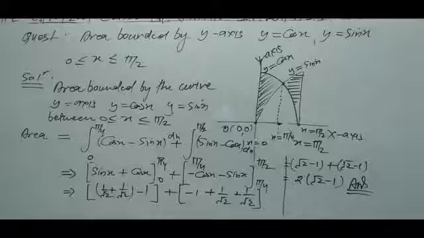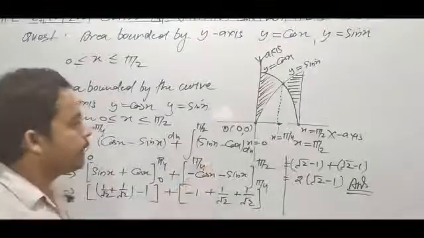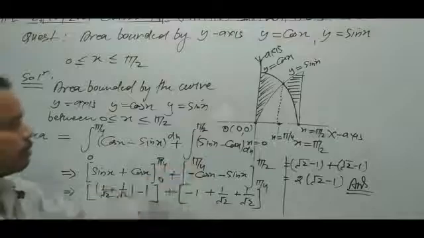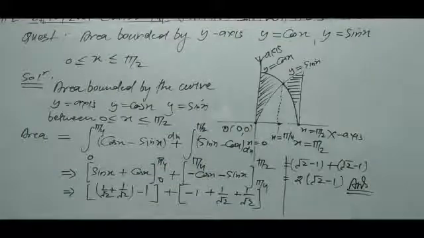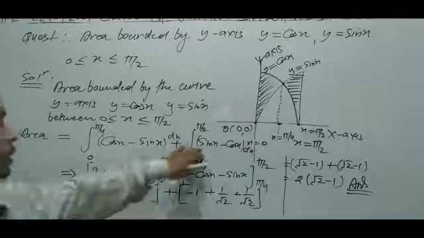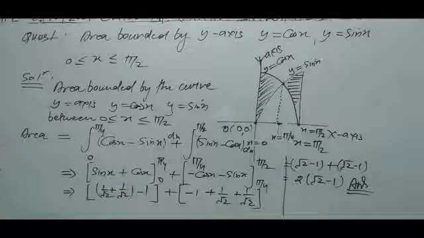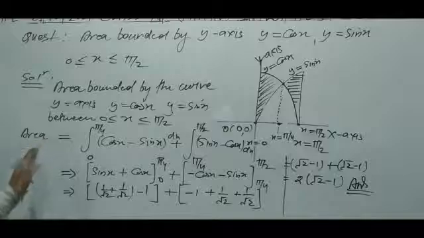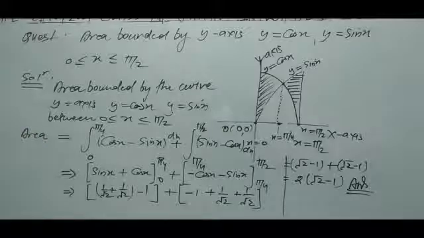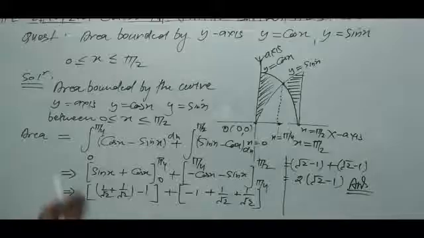Now from pi by 4 to pi by 2, we have to integrate this region sin x minus cos x, and we'll get this type of integration. And integration is so easy, you know. This is so important to understand. You have to draw the graph. How you will draw the graph, how you will draw the curve. If you are able to draw the graph, then you can easily find out its area. Otherwise you can't find out.